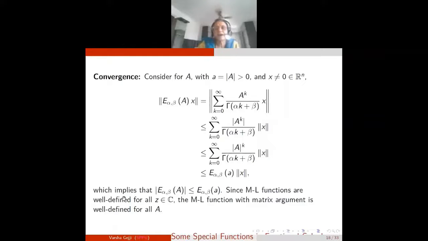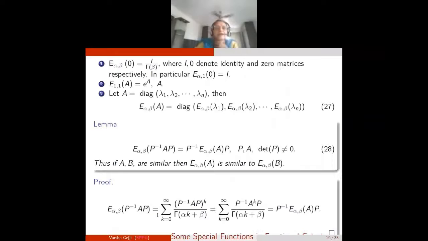So norm x is a real number, which implies that E alpha comma beta in operator norm is bounded, and that is why, once you have this bounding, these functions are well defined, and the Mittag-Leffler function of matrix arguments is well defined for all A.